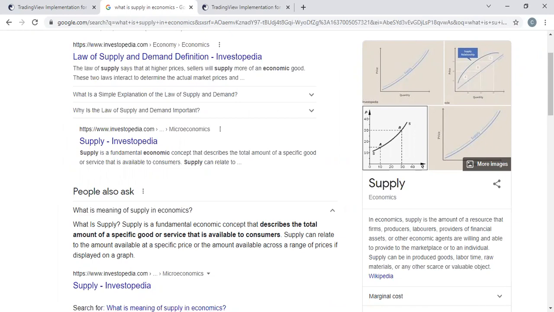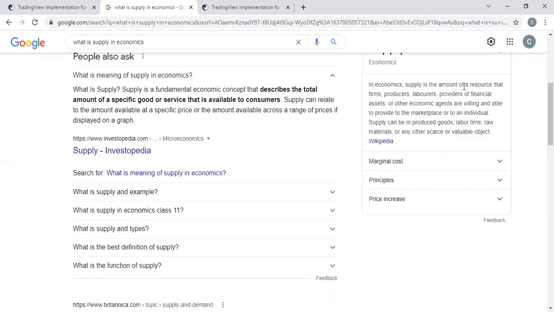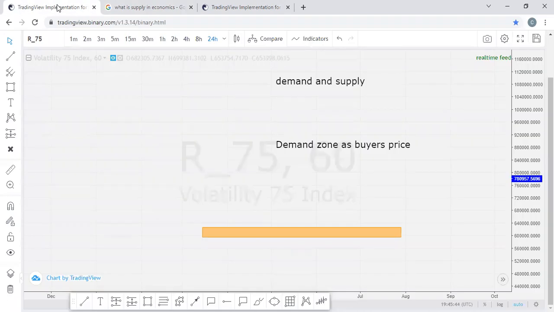Look at this definition here. It says in economics, supply is the amount of resources that firms, producers, and so on are willing and able to provide. The keyword there is provide, meaning they are able to give out for sale. That is what supply means. To provide means that I am selling it. The owner of the product is selling it.